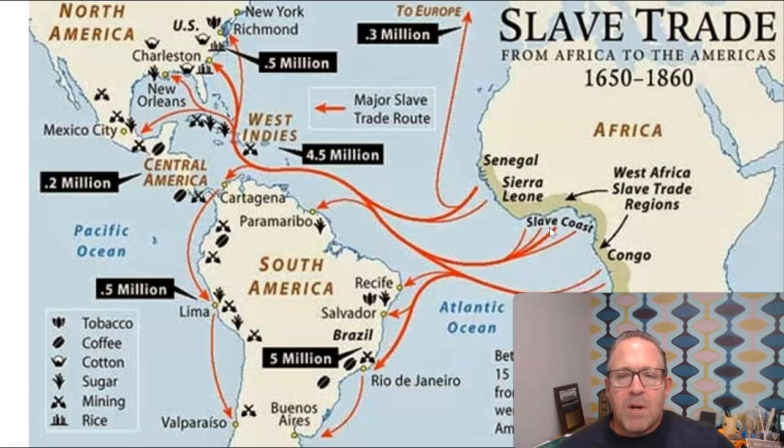We see somewhere in the neighborhood of about 12 million African slaves transported across the Atlantic, okay? It looks, based on this map, about 5 million reach Brazil, another 4.5 million to what is called the West Indies, but we more readily refer to that as the Caribbean. And then when we look at the 13 American colonies, it's just about 500,000.